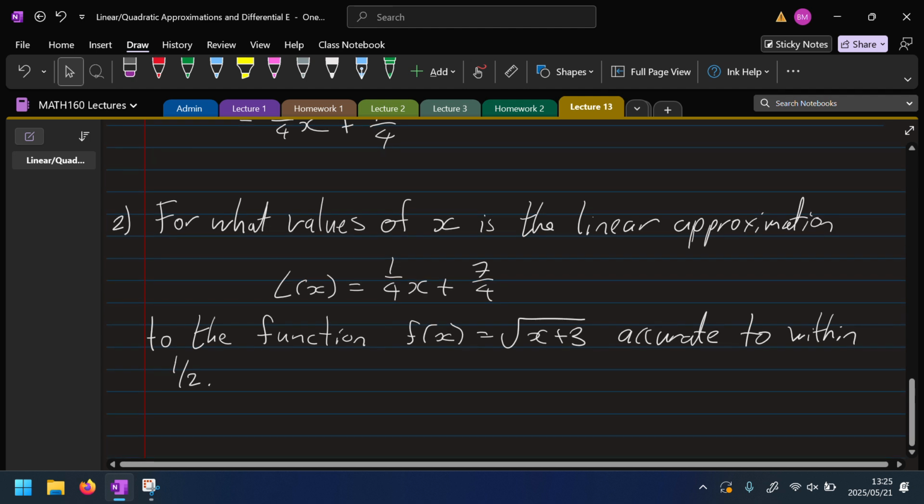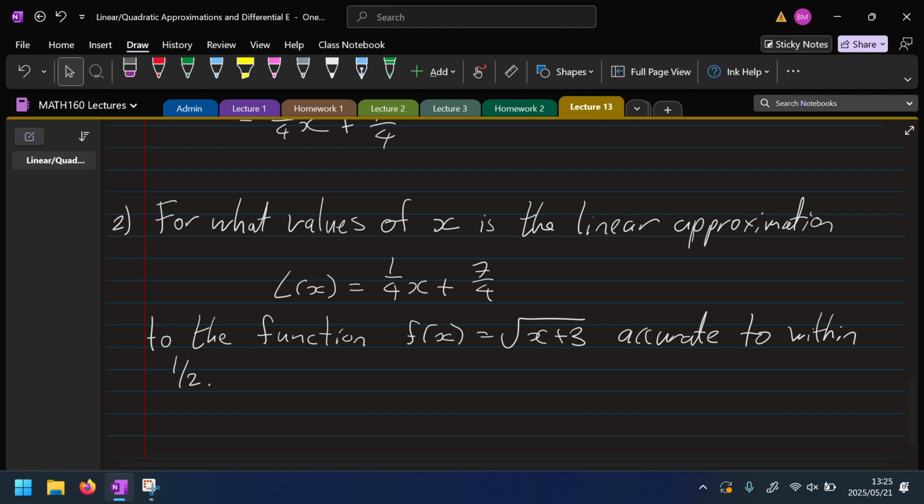Okay, so follow on from example 1. We've got the linear approximation. We know what the function is. Now, what we want to do is find the x values, so some minimum x value to some maximum x value, where the error is less than a half. That's what we mean by this approximation being accurate to within a half. We want the error between the approximation and the function to be less than a half.